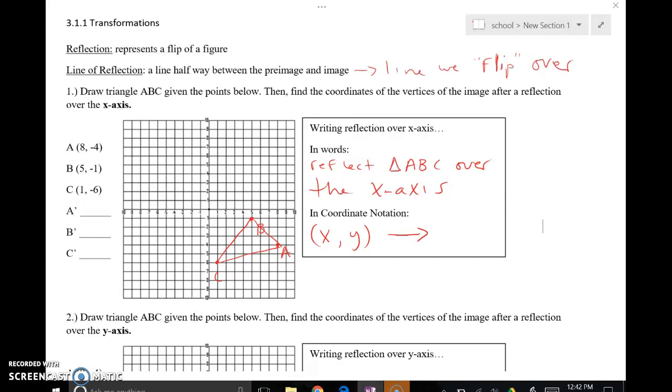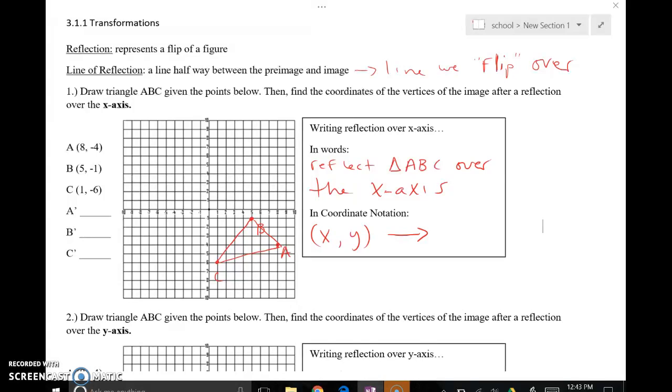What I've got here set up already is our pre-image triangle ABC. I've written out in words what we're going to do. We're going to reflect over the x-axis. Now keep in mind that the x-axis is a horizontal line, y equals 0. So everything that's below it, when we flip, is going to be above it. Everything's going to be the same shape. It's going to be congruent. This is going to be an isometric transformation, but we're going to be a mirror image above the x-axis.